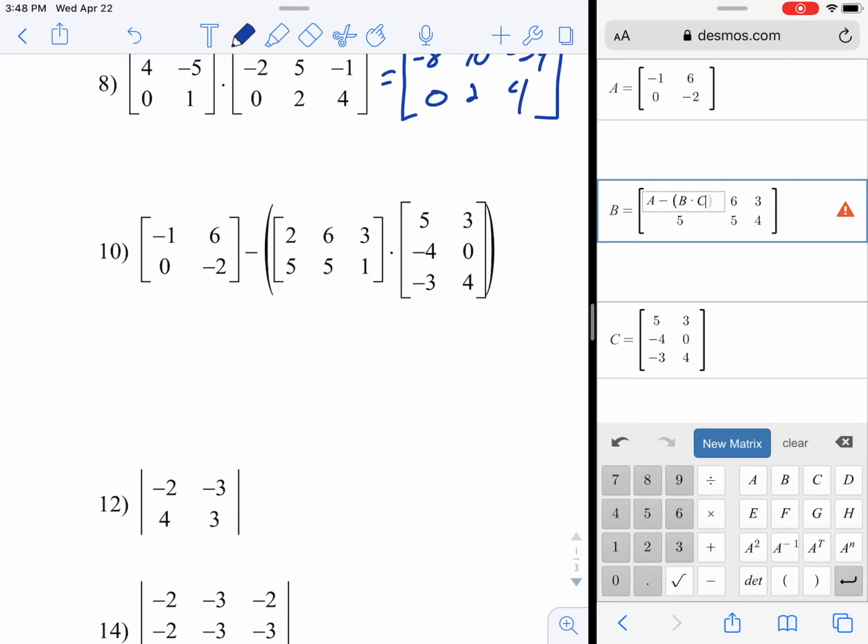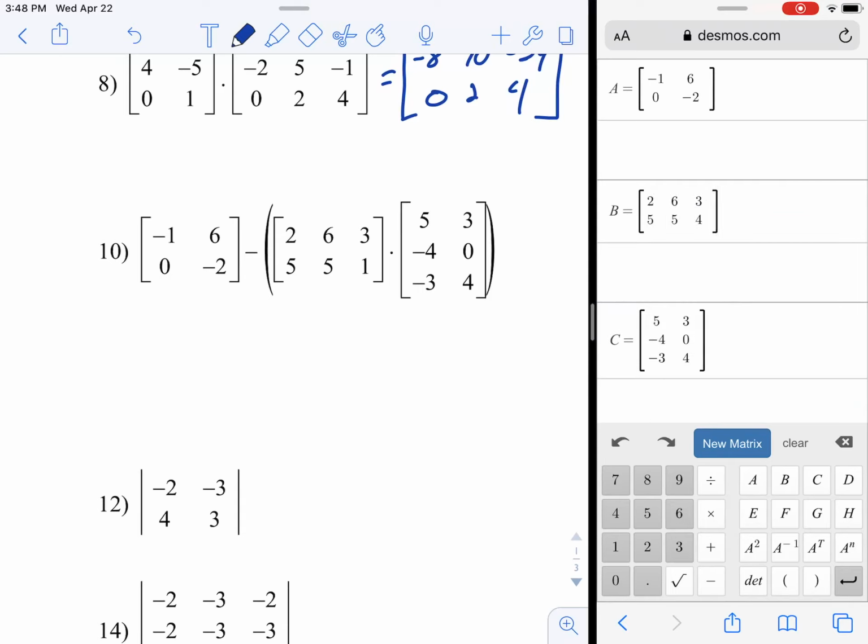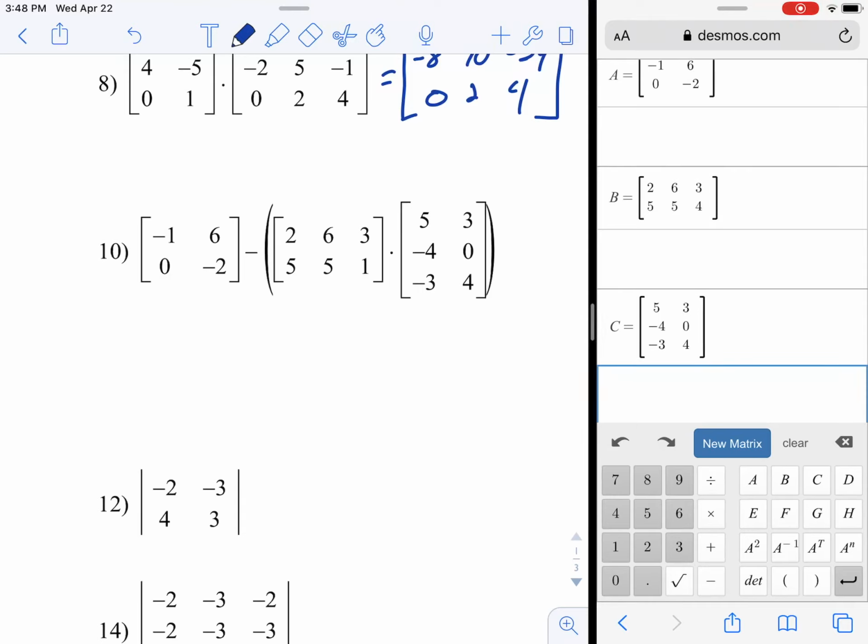Oops. Well, look what I did there. That was a big mistake. Oh no, undo, undo, undo. Okay, where am I? A, yes, minus parenthesis B times C. And I end up with 22, negative 12, 7, negative 33.